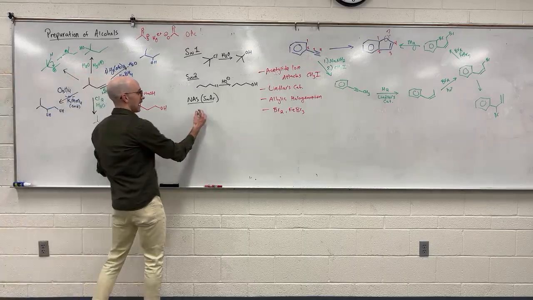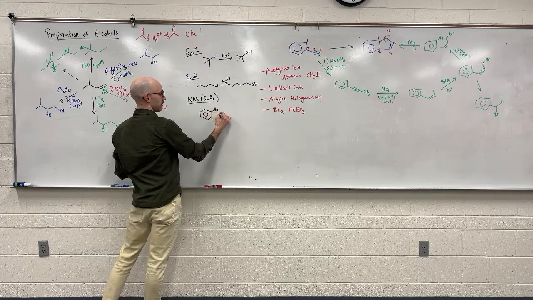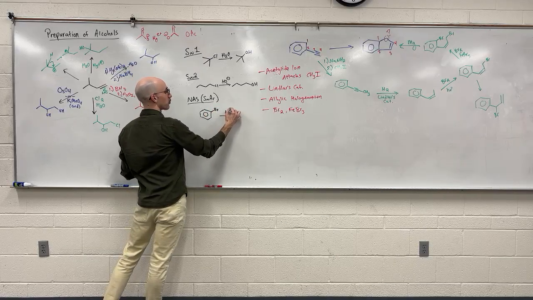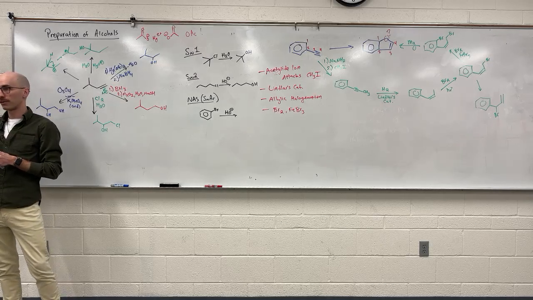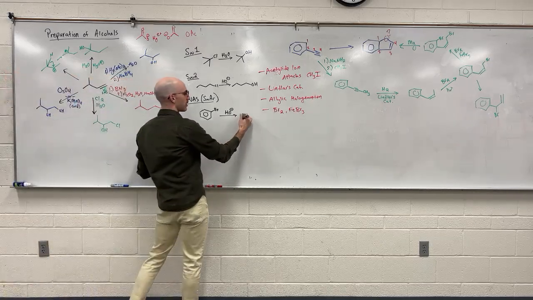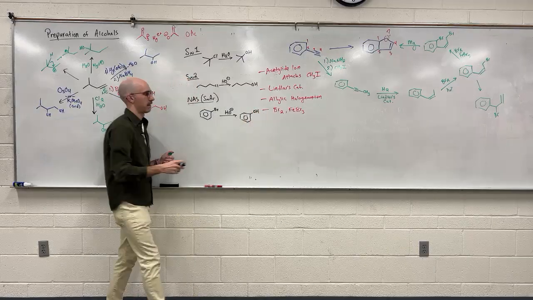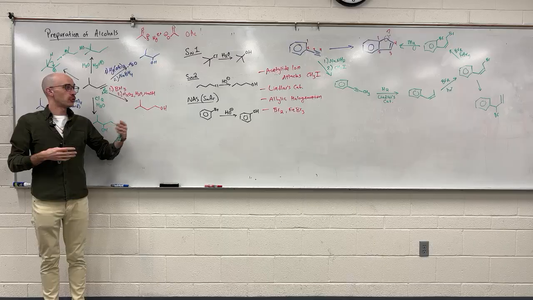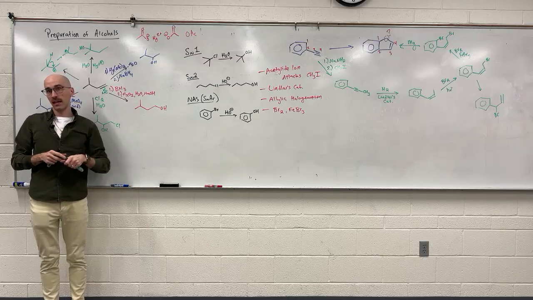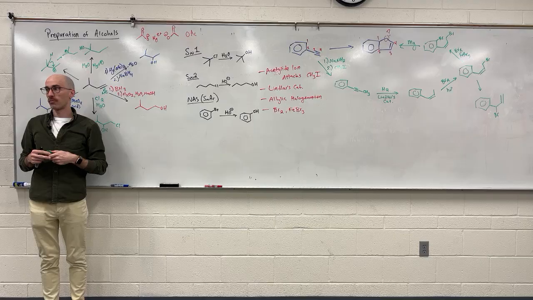In this NAS, we need an aryl halogen, and we need a strong nucleophile. This cannot be water. Water will not do it. Hydroxide can substitute. Now, this is just an example. Could you change anything to that benzene ring and allow this reaction to occur more quickly?